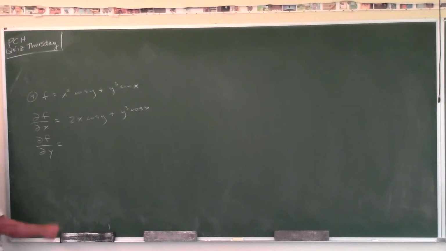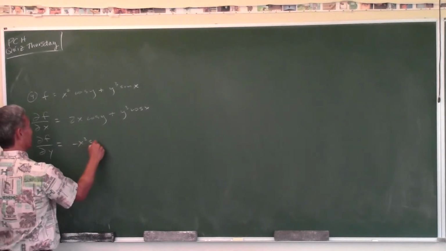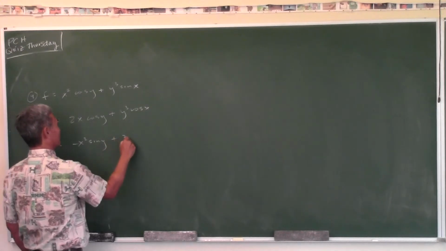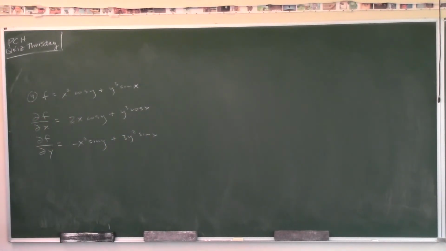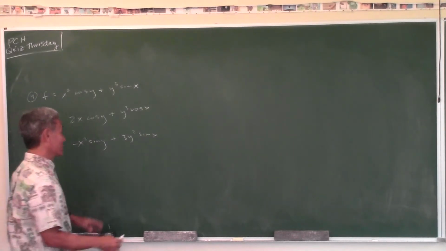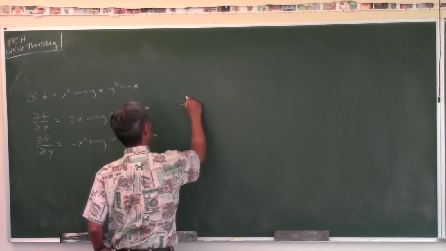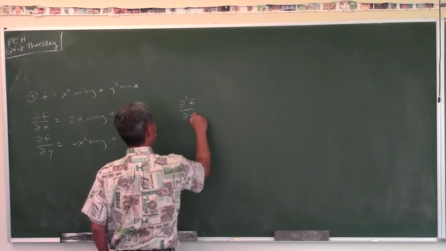x squared, negative sine y. 3y squared sine x. Yep, that's easy. Okay, but now what about the second partial? Now watch. What is the second partial of f with respect to x?